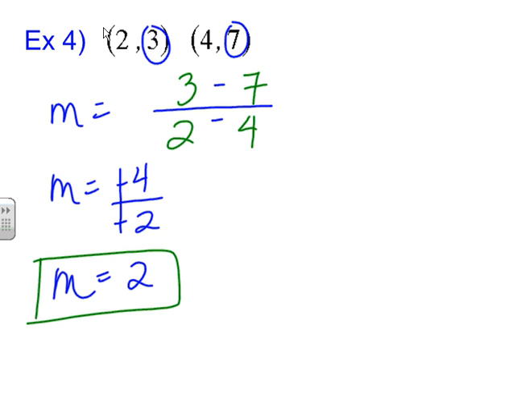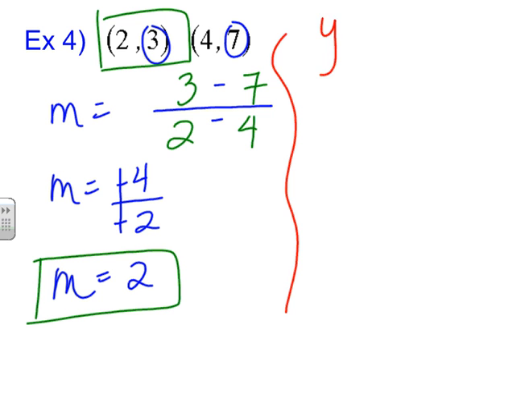Again, I can choose a point. I might choose a small point. Doesn't matter which one I choose. They'll both work out fine. Plug it into y equals mx plus b, which is the slope-intercept form. So far I know the slope and a point.